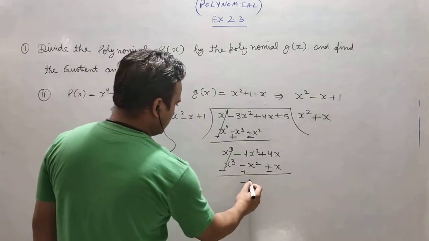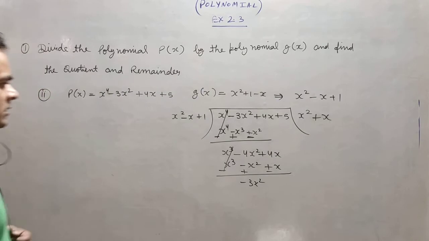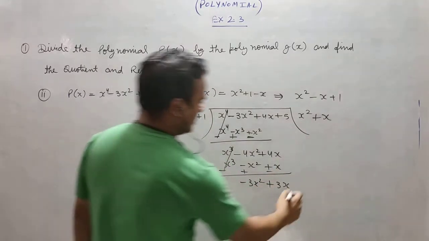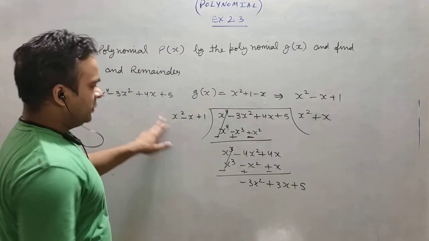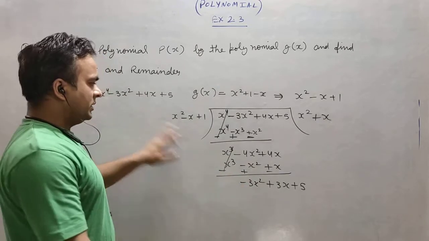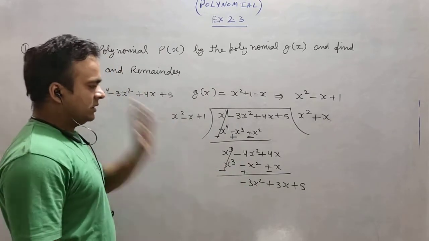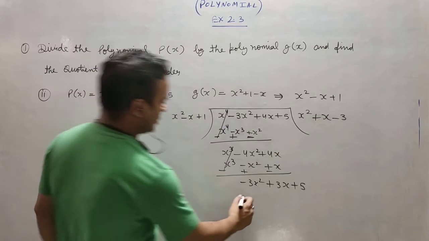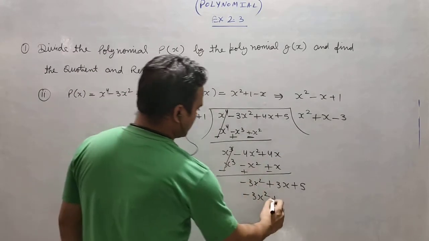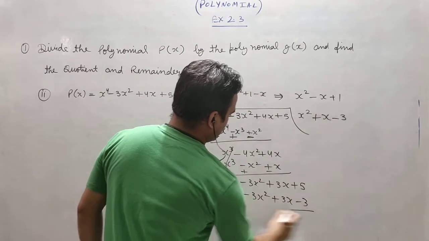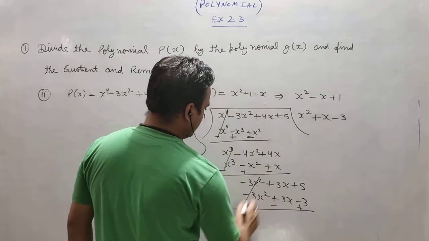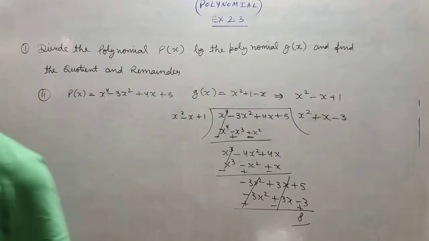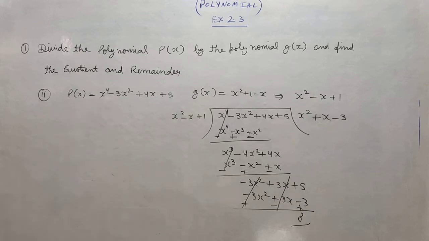Now it will be minus 3x square, so it will be 3x and 5 is left here. Can we do further division? Yes, the degree is the same, we can do it, but if the degree is less here than this, then we have to stop there. So we can multiply by minus 3 here, so it will be minus 3x square, then it is plus 3x, then it is minus 3, right? So plus, minus and plus, cancel, cancel, only what is left? 8. So the remainder is 8 and the quotient is x square plus x minus 3.